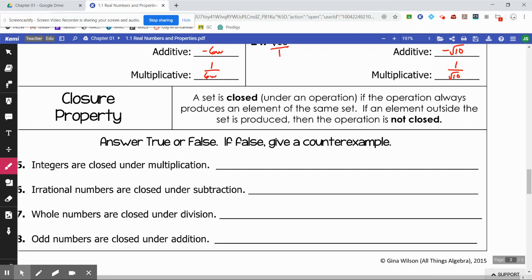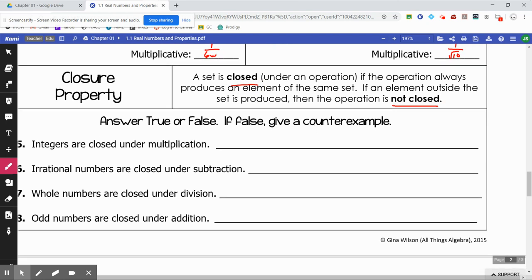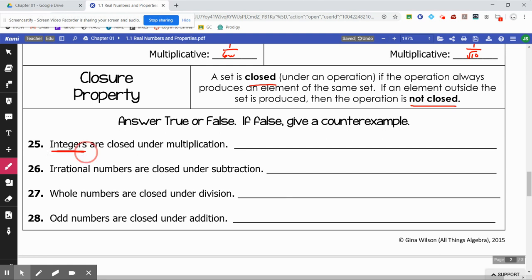If an element outside of the set is produced, then the operation is not closed. So closed versus not closed. Now let's show you what we mean by this. Integers. Now first off, if you don't remember integers, that's like -3, -2, -1, 0, 1, 2, and 3, on each side. So those are all your integers.